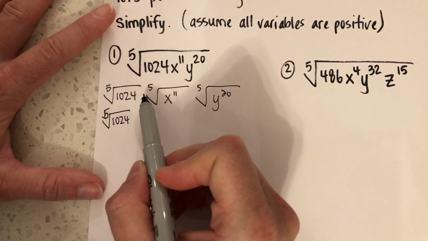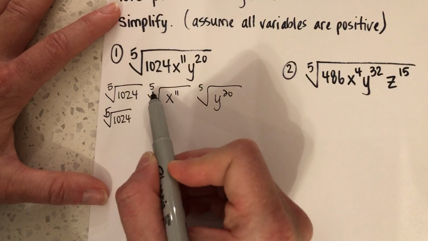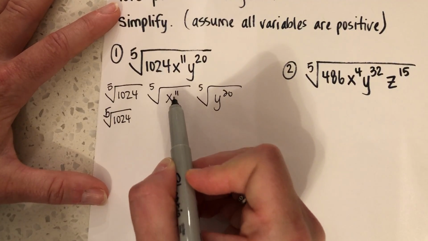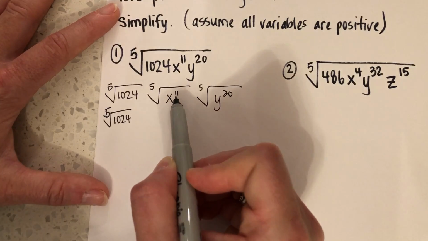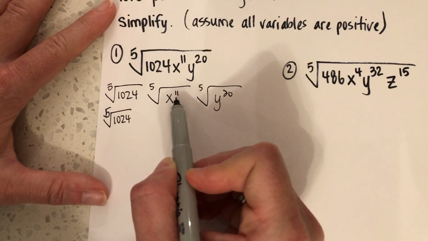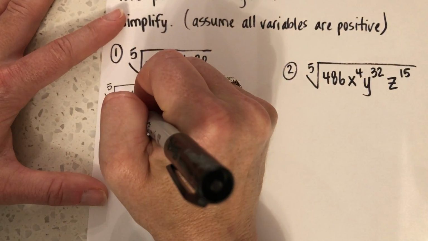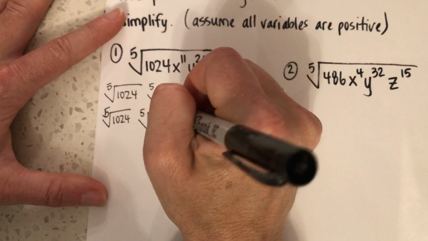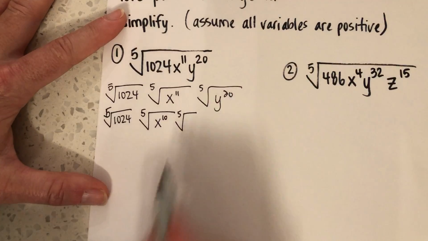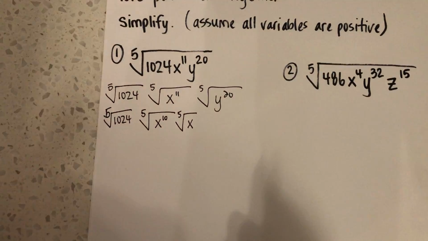All right, the fifth root of x to the 11th says that's going to be x to the 11 divided by 5. But 11 doesn't divide by 5. So we're going to try and split him up. What's the closest number to 11 without going over that does divide by 5? 10. So we're going to split him into the 5th root of x to the 10th times the 5th root of how many x's are left over to get back to 11? Just 1.